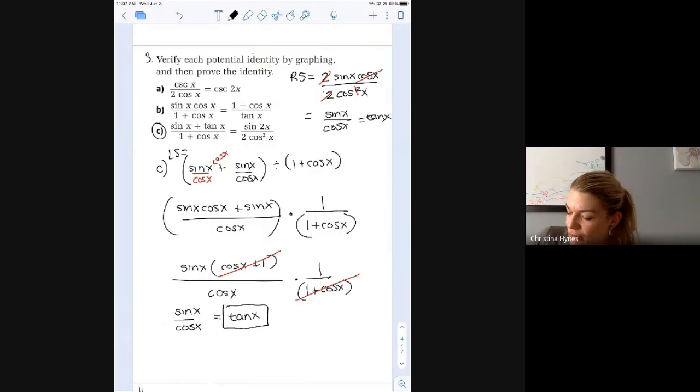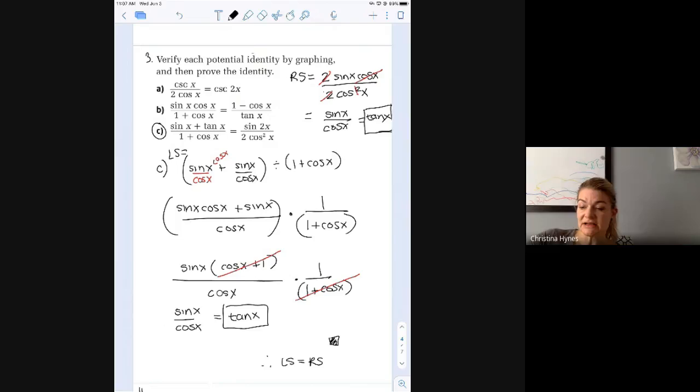And then at the end, you always say, therefore, left side equals right side, and you can even put a little shaded square, whatever you want to do. Once you see that both sides are equivalent, that's where you say a therefore statement. It's like your summary saying, I did it. So that's question number 3.